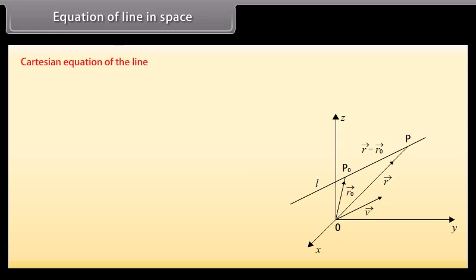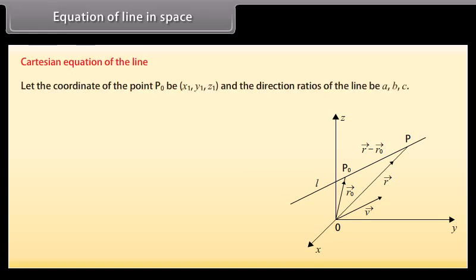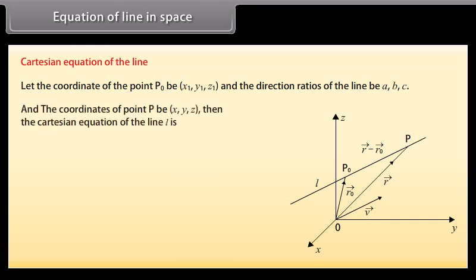Cartesian equation of the line. Let the coordinates of the point P0 be (x1, y1, z1) and the direction ratios of the line be a, b, c. And the coordinates of point P be (x, y, z), then the Cartesian equation of the line is (x minus x1) by a equals (y minus y1) by b equals (z minus z1) by c.